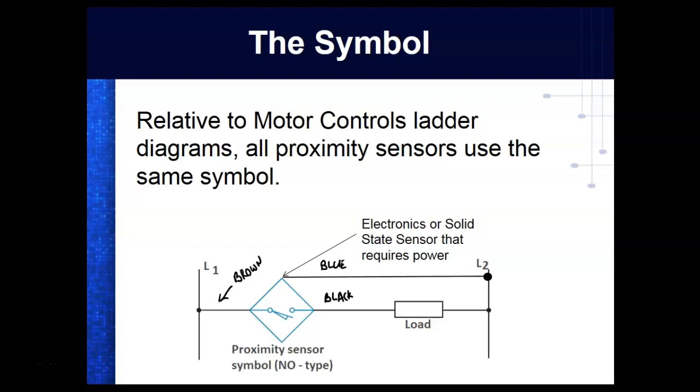Those are the big colors we use, but if it's a 4-wire sensor, which means it acts like a single pole double throw, then this will be white.